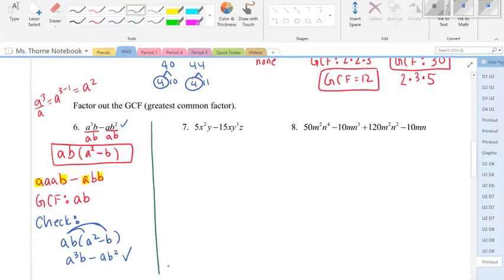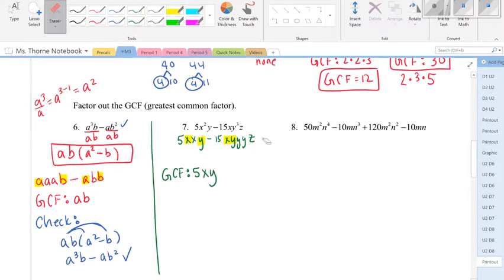So let's go ahead and look at number 7. Now we have some numbers in here, so we're going to look for the greatest common factor. So 5 is already prime, and 15 breaks down into 5 times 3. So I know that the number is going to be 5. So I know my GCF has to have a 5. And then if I look at my x's, if it helps you to write them out, we have x times x here and 1 x here. This would just be y. So we have 5xxy minus 15xy times y times y times z. So then you can see we have an x here and here, a common y, and that's it. So that means my greatest common factor would be 5xy.